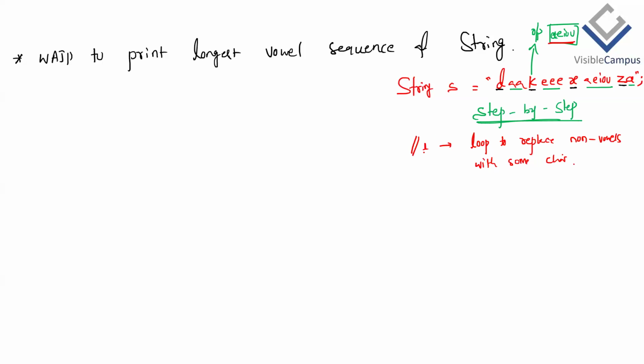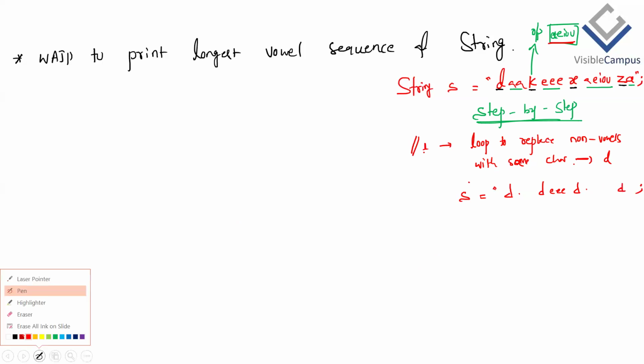Why do we have to replace with the same character? For example, let us go for D. What is the string going to become after this step? D, then double A, then D, triple E, then D, then AEIOU, then D followed by A. So this is what it is going to become. Correct or not? Yes, sir.